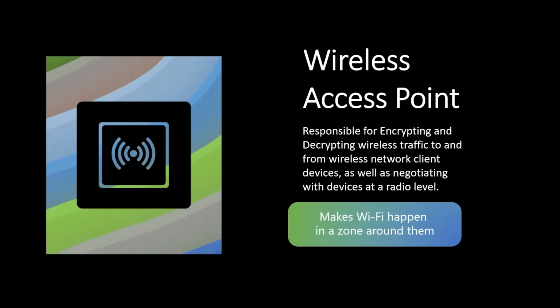A wireless access point is a hardware device that has a transceiver in it used to communicate with wireless client devices. Besides the hardware level radio-to-radio communication that the access point enables, it also has a chip in it responsible for encrypting and decrypting all of the traffic sent between it and the clients attached to it. In layman's terms, a wireless access point makes Wi-Fi happen in a bubble around it, in which when you're in that bubble and have a client device, you can connect to Wi-Fi.